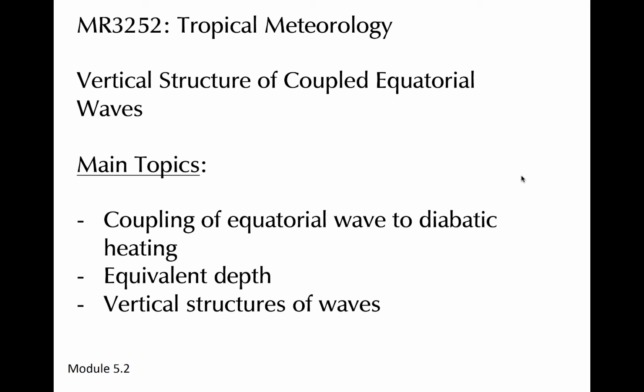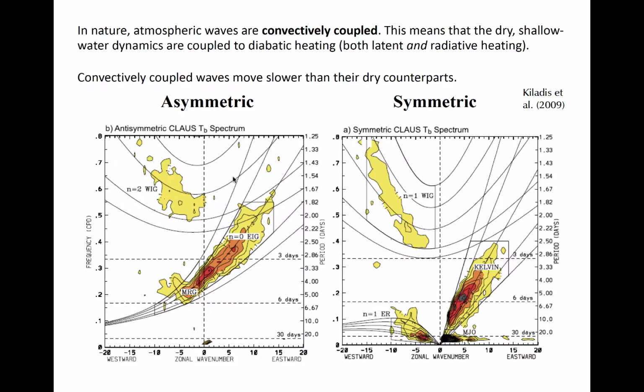In this module, we will consider that the free wave solutions from the previous module are actually coupled to diabatic heating in the tropics. We'll then examine the vertical structure typically seen in these equatorial waves coupled to diabatic heating. The actual pattern of OLR in equatorial waves projects well onto Matsuno's solutions for equatorial waves, which are plotted in these two panels by lines that represent different phase speeds for some given value of n.